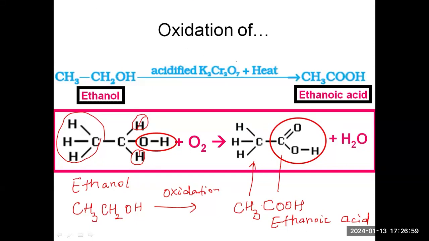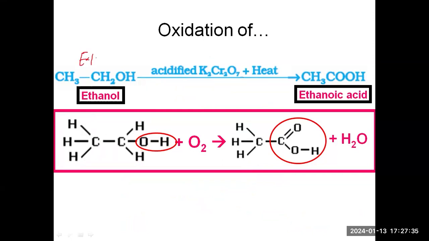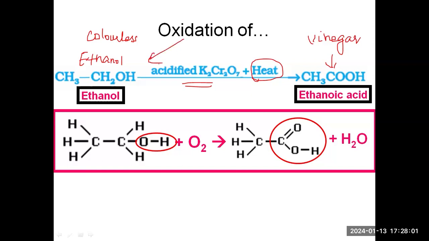The first oxidizing agent here is potassium dichromate, K2Cr2O7. Now it says acidified potassium dichromate because a few drops of acid are added into it to activate it. So what you are going to do is you take ethanol, which is a colorless liquid, and you put some acidified potassium dichromate and you heat the contents. It will convert into ethanoic acid. It will smell like vinegar. So what you have done? You have done the oxidation of ethanol.